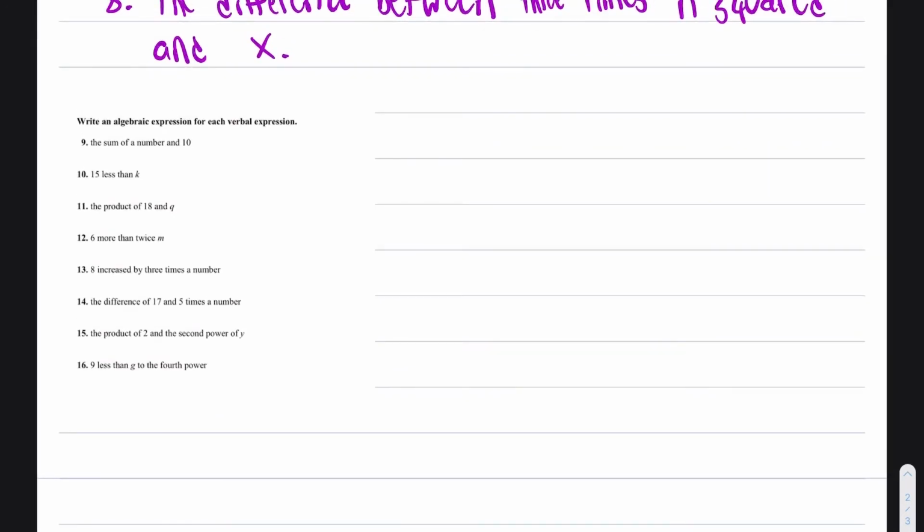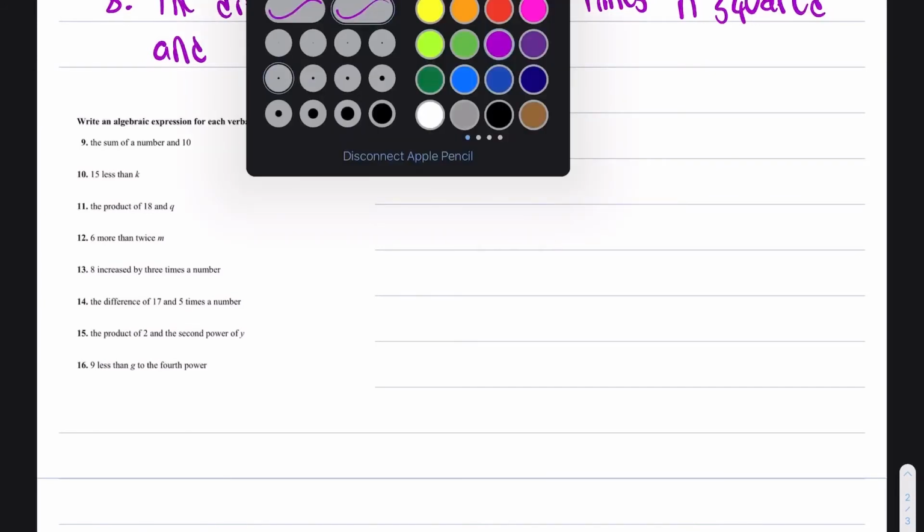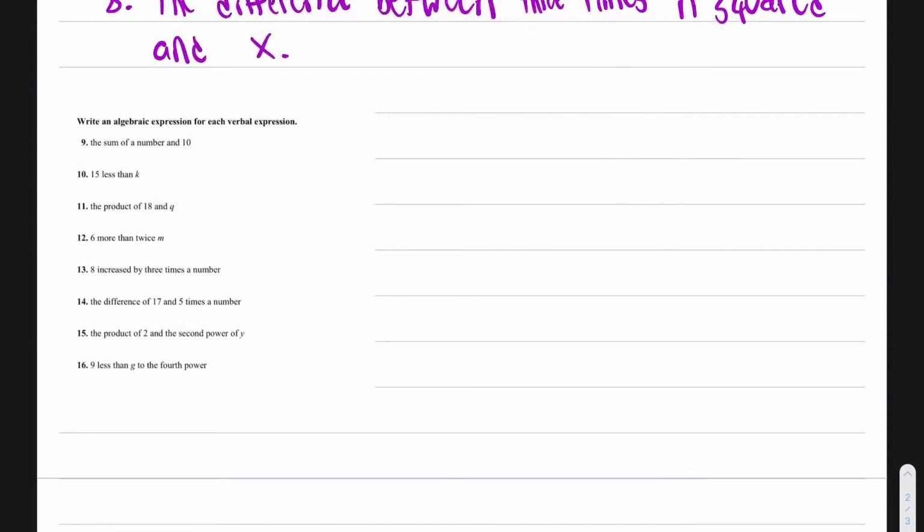In the second half of today's lesson, you go the other way around. If you're given the words, turn that into the math. The algebraic expression is the math. Just repeating, the verbal expression are the words. We're going this way.